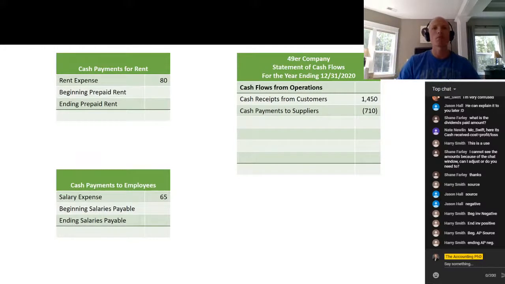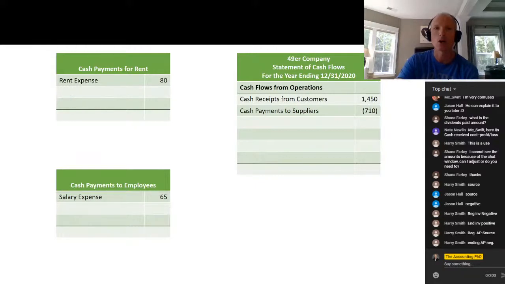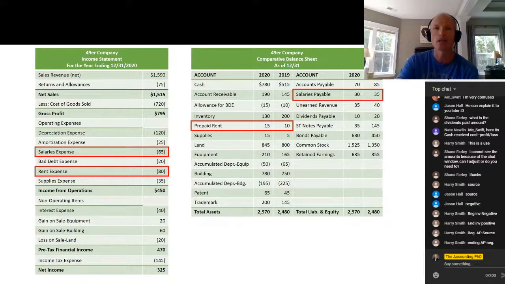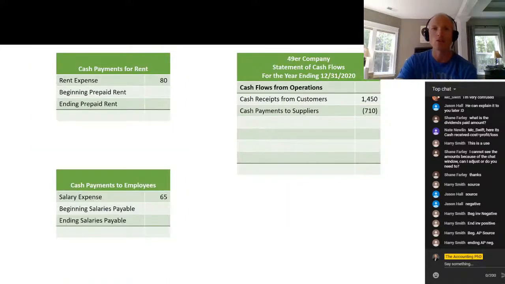With the cash payments for rent, just on your own or in the chat, you may not be able to quite get to it in the chat. I'd rather you make sure you calculate it on your own. Help me out on what to do with the beginning prepaid rent and the ending prepaid rent. So you start with your rent expense, and then you have two adjustments. And with the salaries expense, you also have two adjustments. And going back, sorry, I went the wrong way there. You can see the beginning and ending balances for both items, the prepaid rent and the salaries payable, along with the beginning salaries and ending salaries.